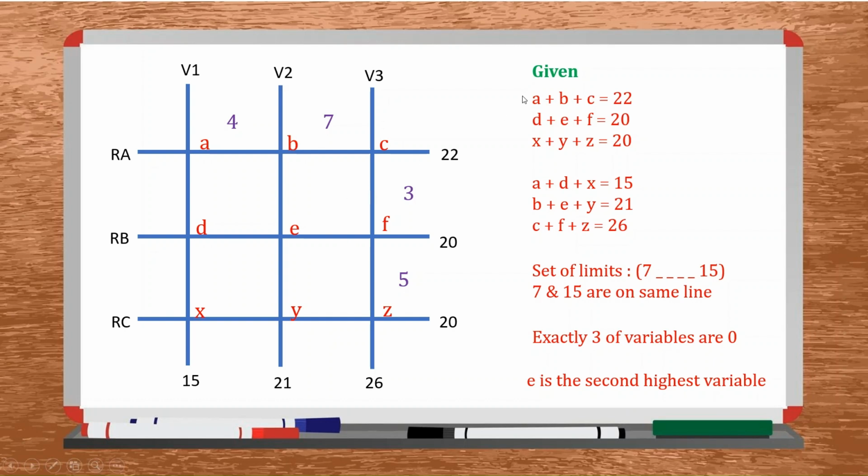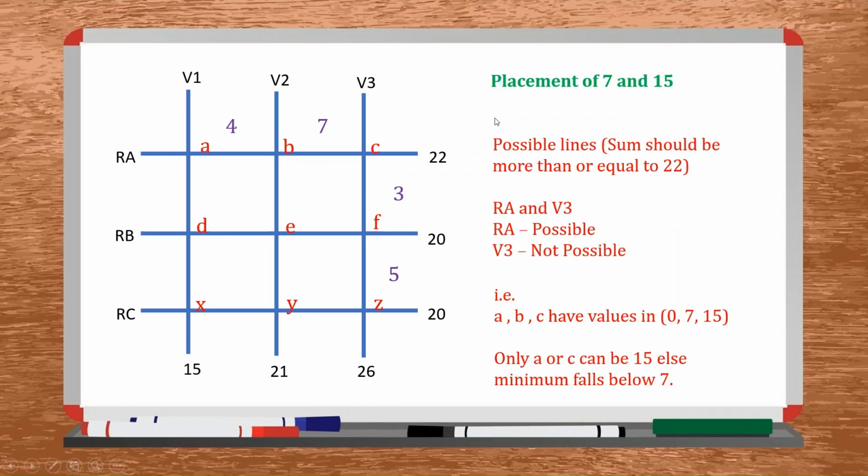Now let's start with the position of 7 and 15. We know that 7 and 15 are on the same line. So to consider the placement of 7 and 15, if I place 7 and 15 on line RA, it's a possibility because the sum of RA is 22. So if I place 7 and 15, 22 would be able to suffice that. But if I place 7 and 15 on RB, then the sum of RB is only 20. So I'll not be able to place 7 and 15 on the same line.